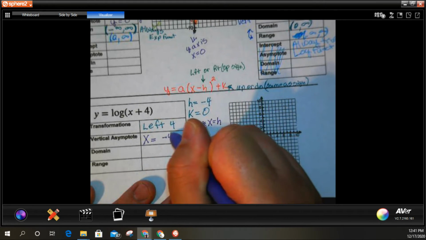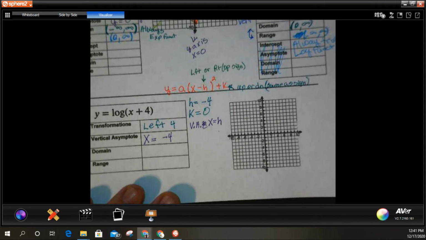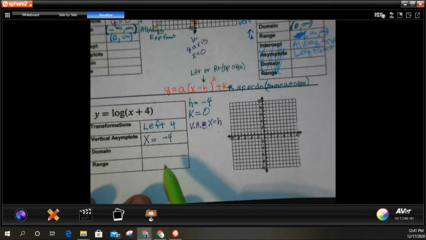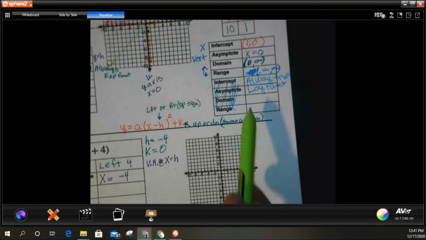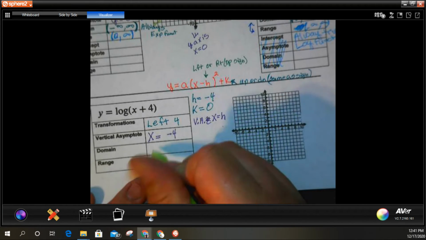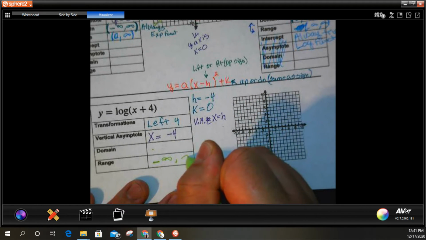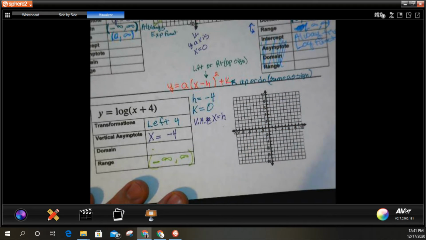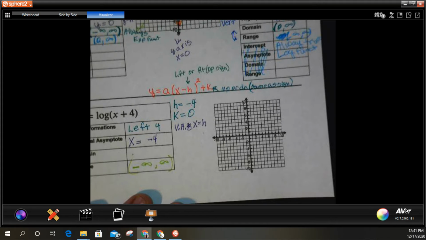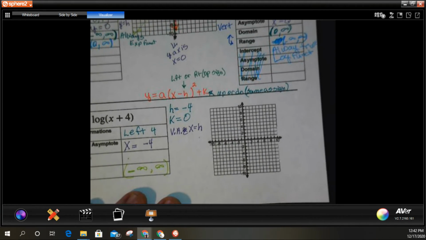Okay, next, my domain. Well, I know the range is easy because remember, the range for all log functions is negative infinity, positive infinity. My domain, well, I'm not really sure. I can't think of it off the top of my head, so I'm going to go ahead and graph this and see what happens with my domain.